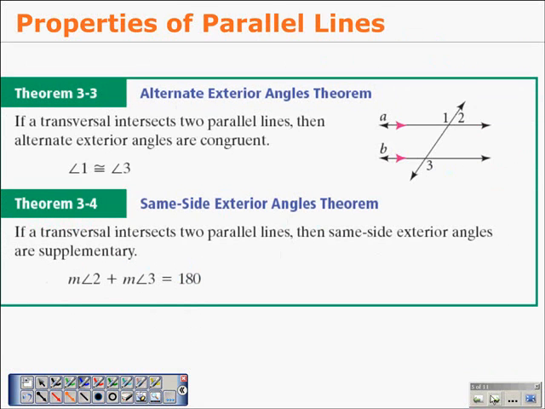The alternate exterior angles theorem states that if a transversal intersects two parallel lines, then the alternate exterior angles are congruent. That would be, in this case, angle 1 and angle 3. Therefore, angle 1 is congruent to angle 3. The same side exterior angles theorem: if a transversal intersects two parallel lines, then the same side exterior angles are supplementary. So from the diagram, the measure of angle 2 plus the measure of angle 3 is equal to 180 degrees.